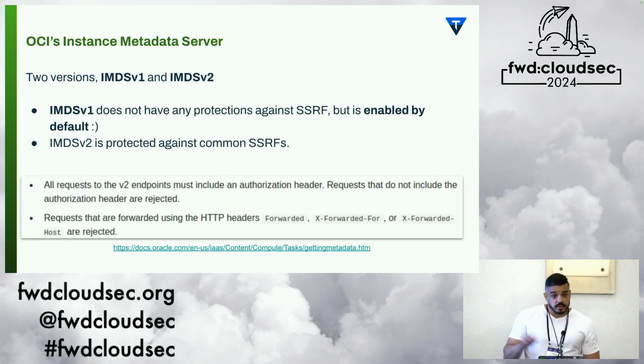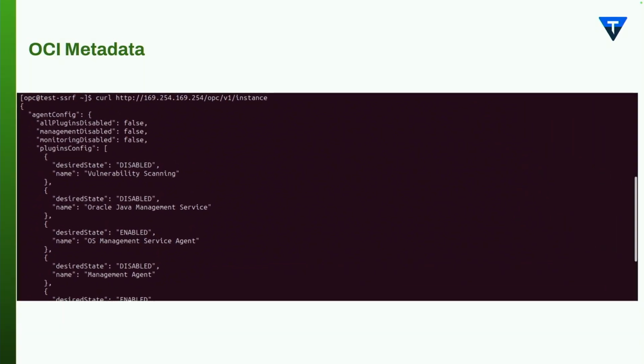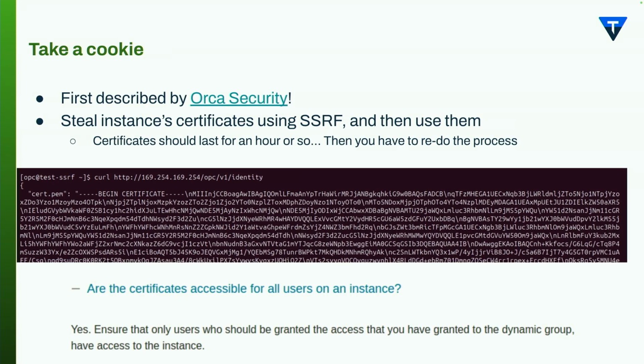And the third one, before we talk about the third one, we have to talk about the OCI instance metadata. The OCI instance metadata works pretty much exactly as AWS instance metadata. The main problem with Oracle is that they run the IMDS v1 as default, so shame on you, Oracle. But the v2 is also protected against server-side request forgery, right? So this is what you get when you call OCI metadata. You can get a lot of juicy stuff from the instance that you're running.